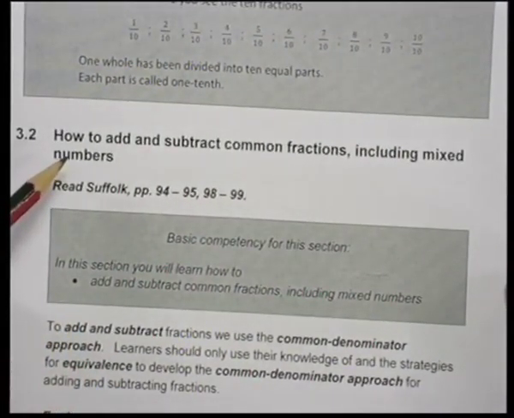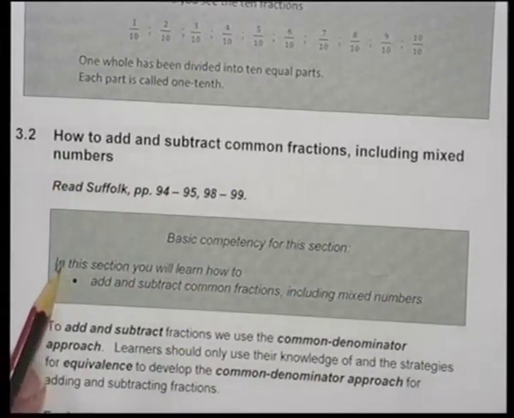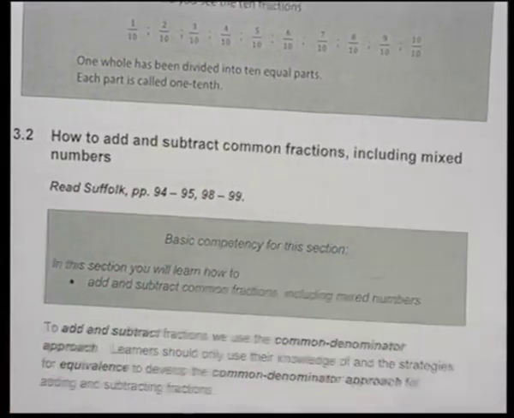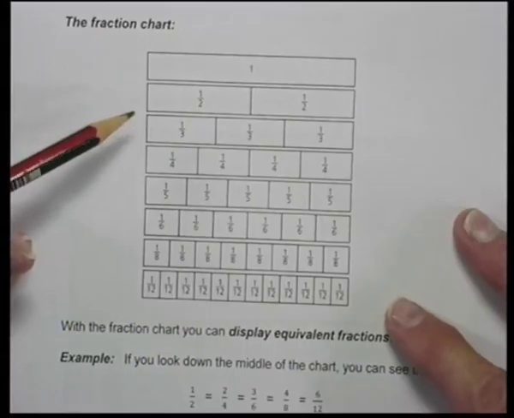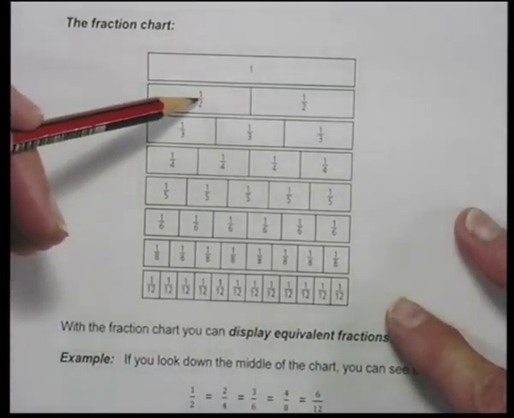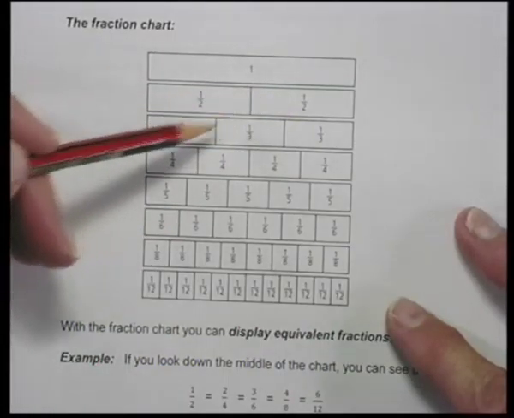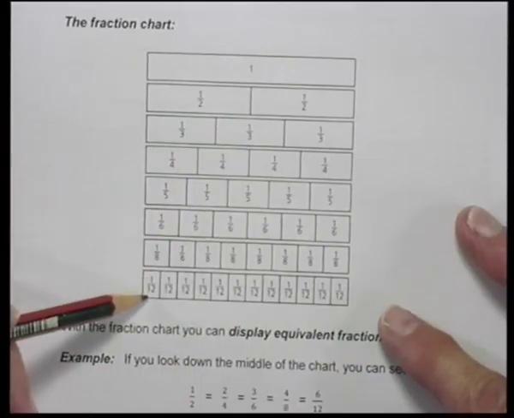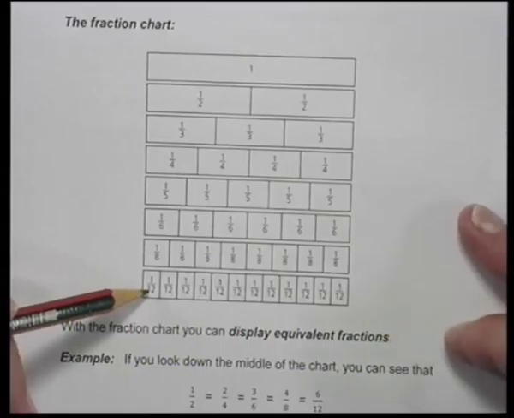How do we add and subtract common fractions, including mixed numbers? The basic competency, we must be able to add and subtract them, and the mixed numbers as well. This fraction chart we see in the grade 5 book. 1 whole divided into 2, then you have half, and then 1/3. And 1/12 is a very small part of 1 whole.